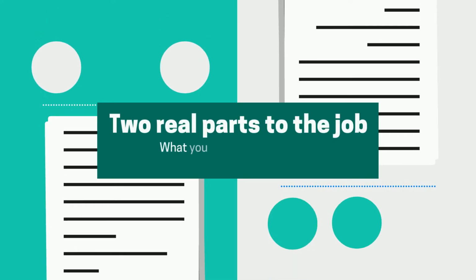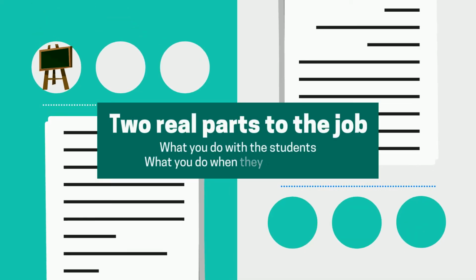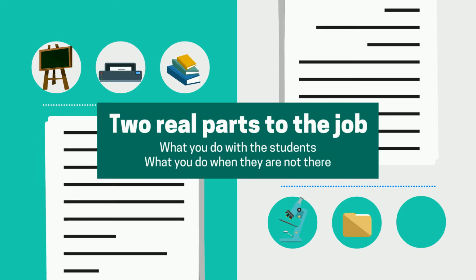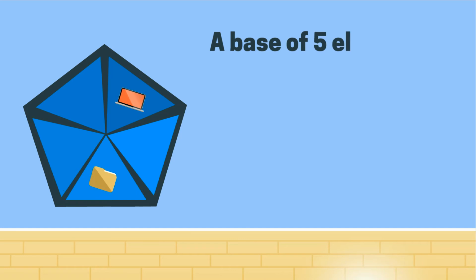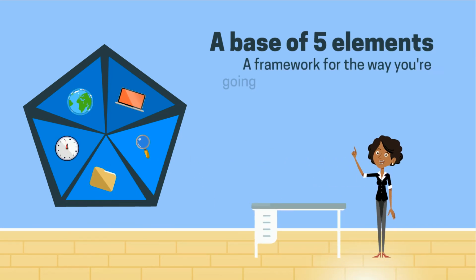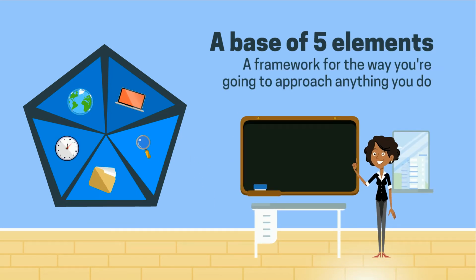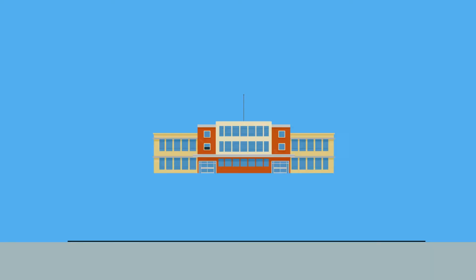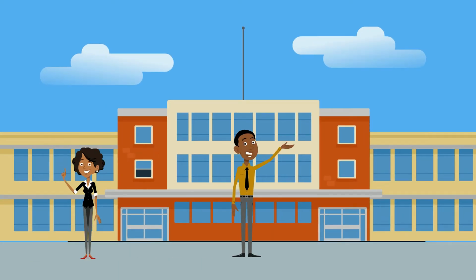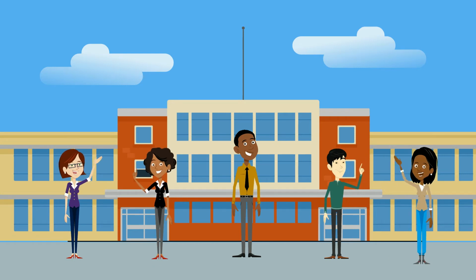There are two real parts of the job, what you do with the students and what you do when they are not there, such as preparing work for them, reporting and assessing. And there's a base of 5 elements that really is a framework for what you're going to approach anything you do with regard to educating young people or adults. Whether you work in a primary school, a secondary school, college, at a university, or even working with adults, you will find that this is going to be relevant.